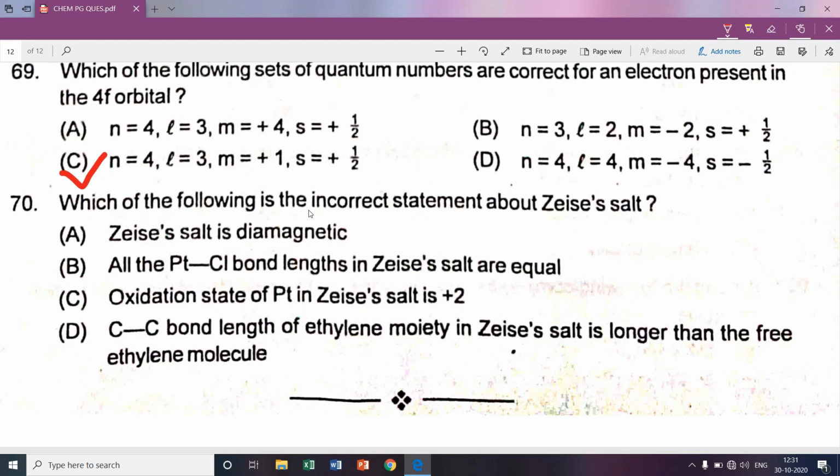Which of the following is the incorrect statement about Jay's salt? Here option A, C and D are the correct statements, but option B, that is all the platinum chlorine bond lengths in Jay's salt are equal, is your incorrect one.